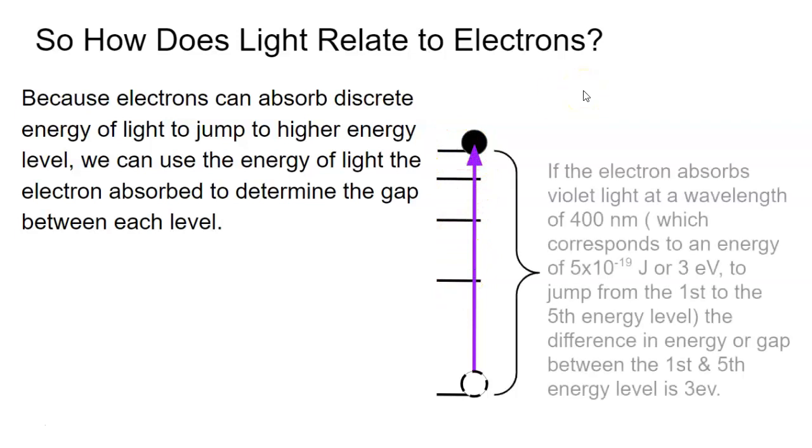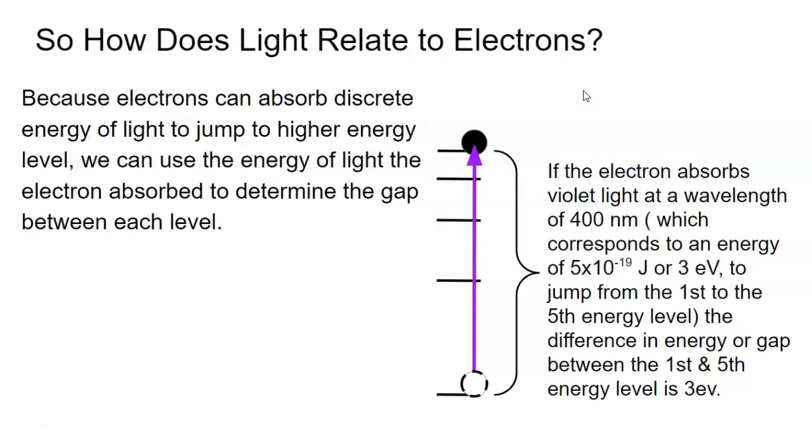Now in doing that jump, if the electron absorbs violet light at a wavelength of 400 nanometers, which, if we use those light equations, would correspond to an energy of 5 times 10 to the negative 19 joules, or 3 electron volts, then the difference in energy, or the gap between the 1st and 5th energy level, would be 3 electron volts. So we can again measure this energy gap by knowing the light that the electron had to absorb to make that transition.